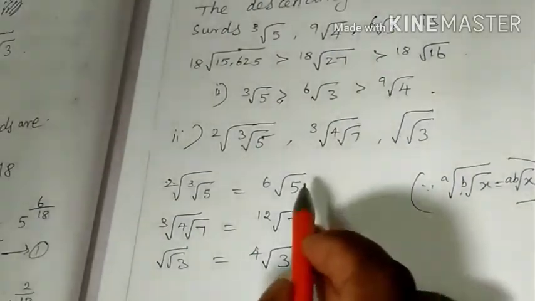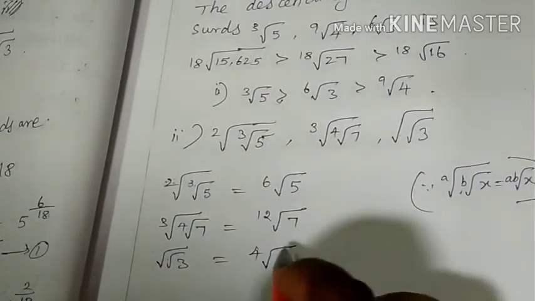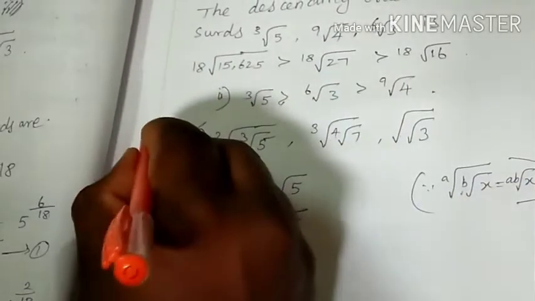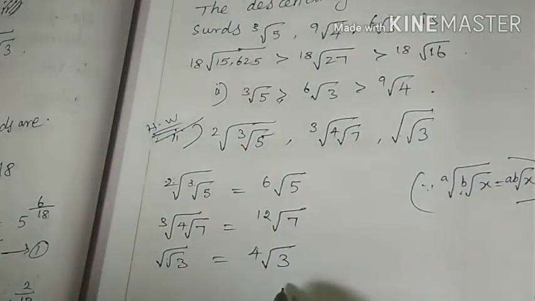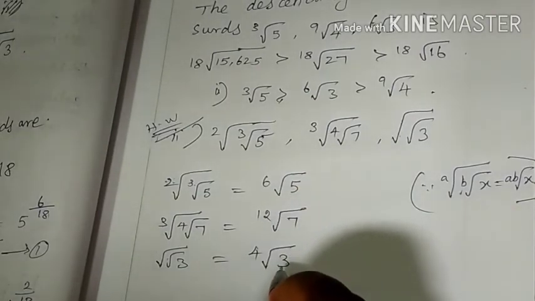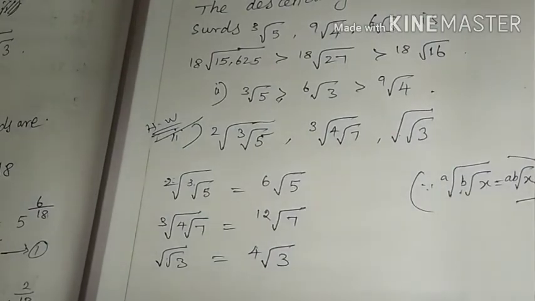So now we get the three root values. Now find the descending order of the given sets. This is your homework. The remaining portions are homework. First find the LCM of the orders, then convert all the sets into like sets, and then find the descending order.